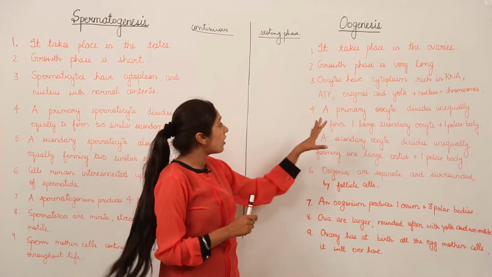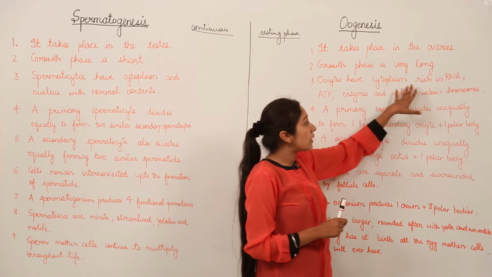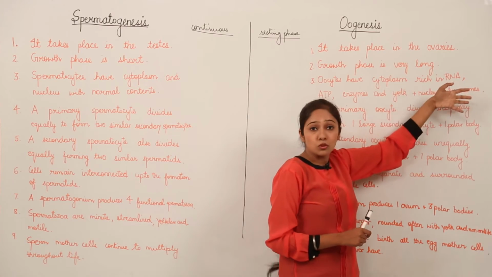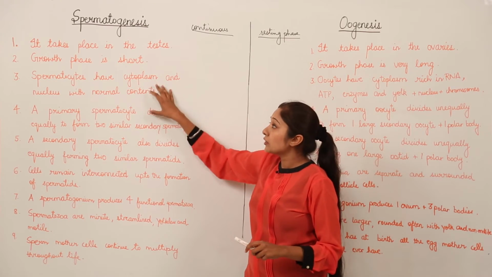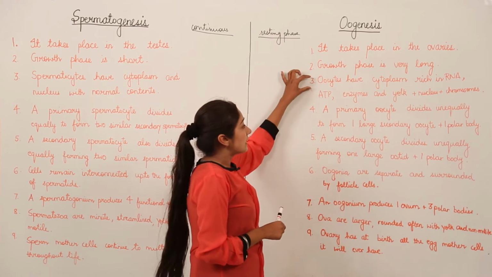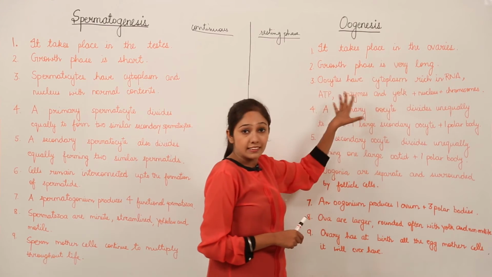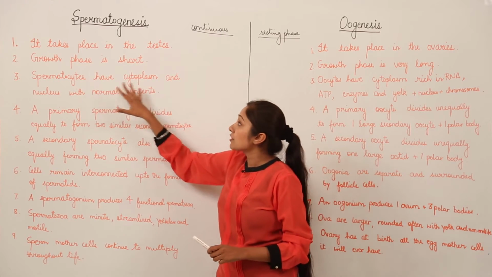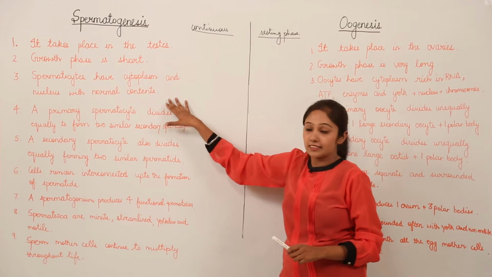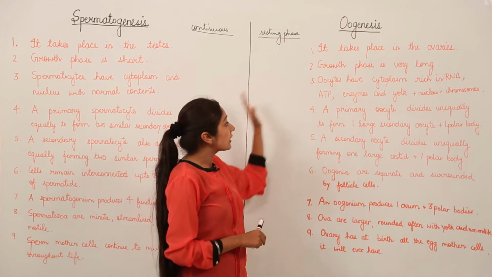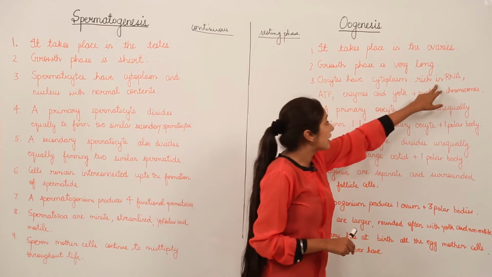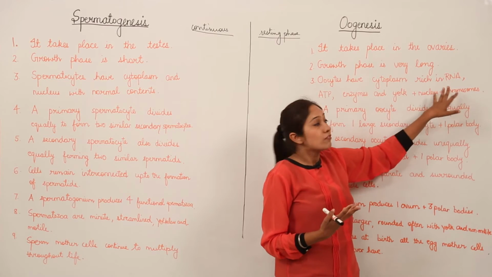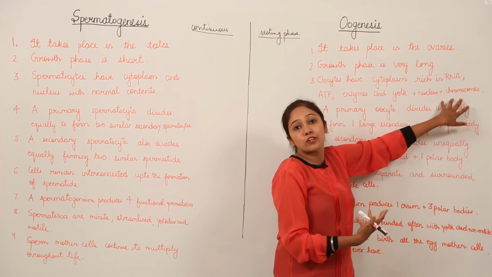But in case of ova or egg, these oocytes have cytoplasm rich in RNA, ATP, enzymes and yolk, nucleus, chromosomes. So as compared to a spermatocyte, oocytes have more content in the cell. In addition to the normal contents, oocytes are rich in RNA, ATP, enzymes and yolk, plus nucleus and chromosomes also, which are very giant, very big chromosomes.